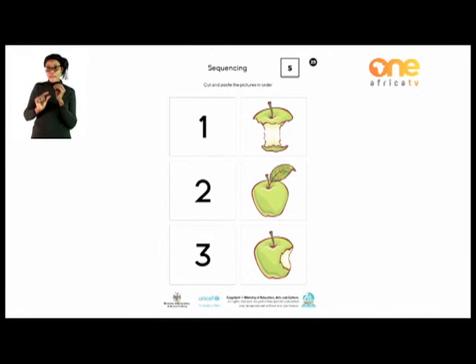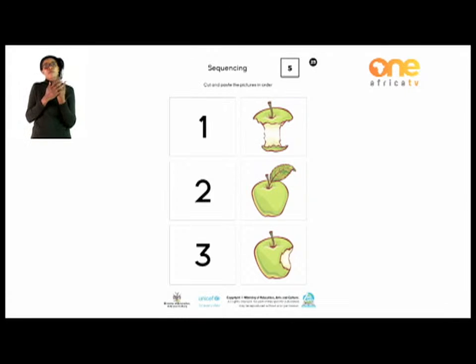What is the smallest number? 1. What is the biggest number? 3. So now we have to do the same with the apples. We have to cut out the apples and paste it at the back in the correct sequence. Paste it at the back of the numbers.